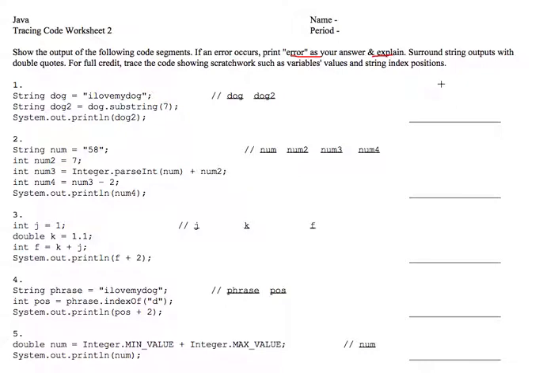And if there's a final answer that ends up being a string, I want you to surround it with double quotes. If it's an int or a double, don't put quotes around it. And for full credit, I always like to see some amount of scratch work.